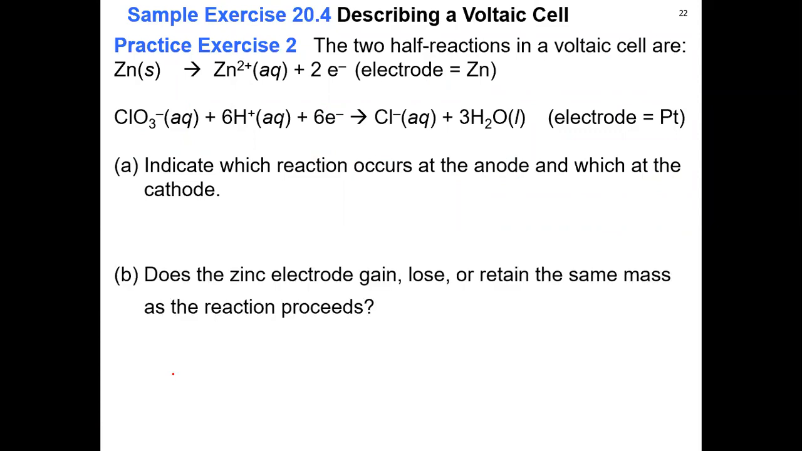So the second part of the question is, does the zinc electrode gain, lose, or retain the same mass as the reaction proceeds? So the zinc electrode is on the anode. You can see from this reaction, as the reaction goes on, this zinc here is our reactant and also a metal, so it's an electrode. Obviously, the zinc solid dissolves. So therefore, what happens to the mass? It will lose mass.